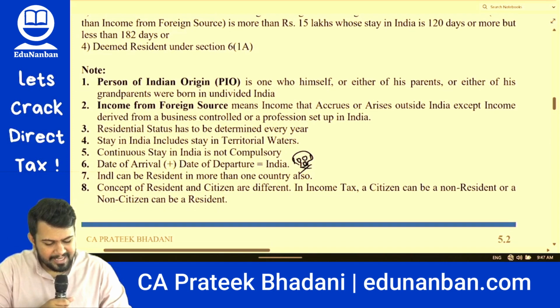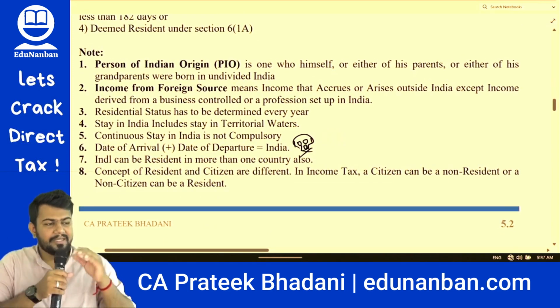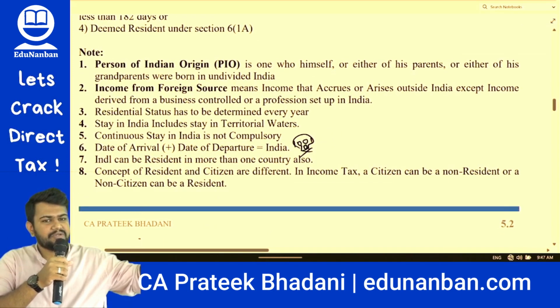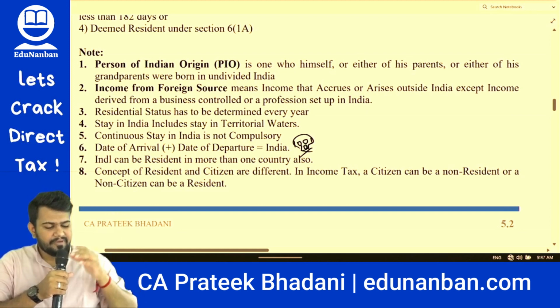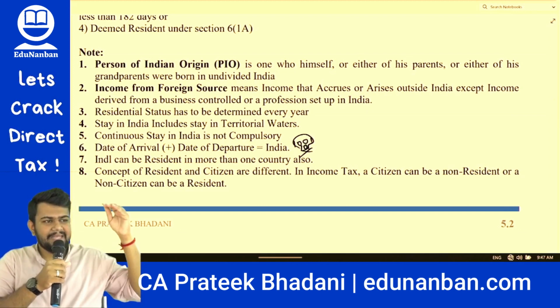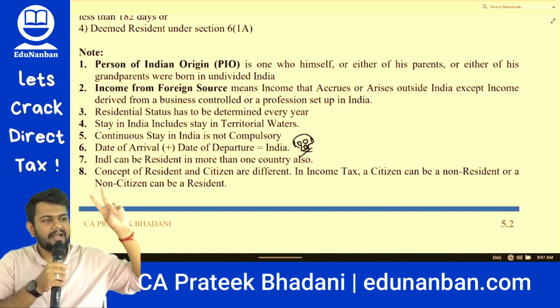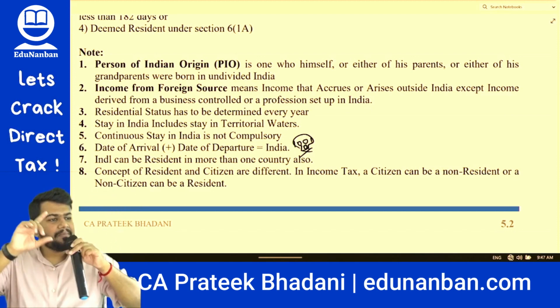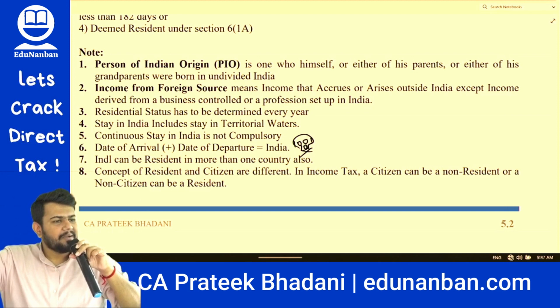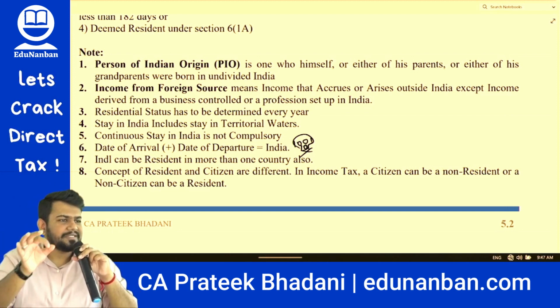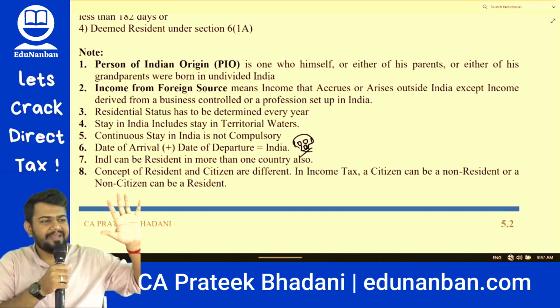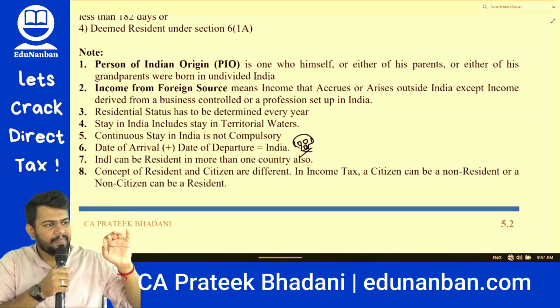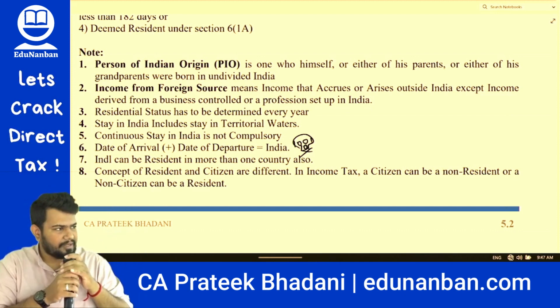Now, what is income from foreign source? Sorry, income other than income from foreign source. Income other than income from foreign source means Indian income, that is income received in India, income deemed to be received in India, income accruing or arising in India, income deemed to accrue or arise in India, and number 5, income accrued and received outside India but from a business controlled or profession set up in India. So these 5 incomes are income other than income from foreign source.